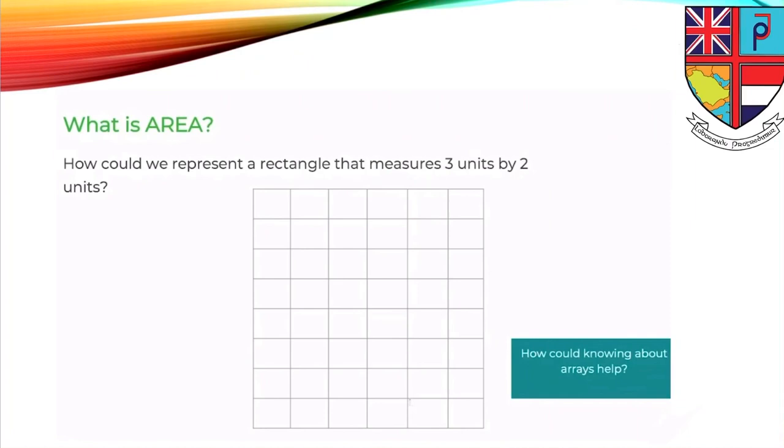So, how can we represent a rectangle that measures 3 units by 2 units? Now we know from our last lesson that we're just using the word units because we're not quite sure how big or small your paper is. It could be 1 centimeter, it could be 1 millimeter. That's a very different size. So we'll just use the word units in place of any centimeters or millimeters.